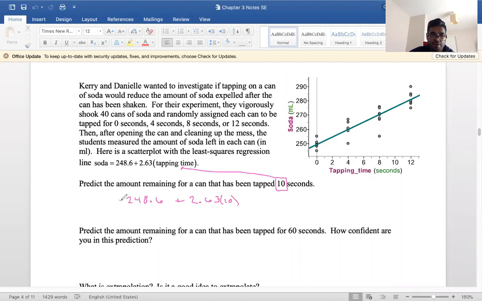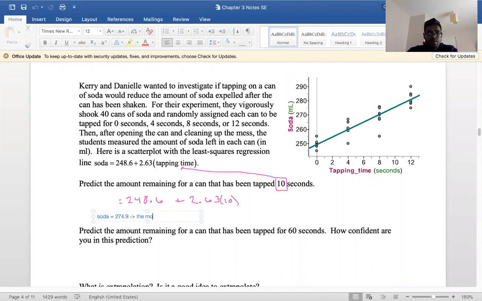Type that in your calculator, and you get 274.9. Okay, so you get the soda equals 274.9. And again, in this class, we're always going to talk about it in some context. So what does that mean?